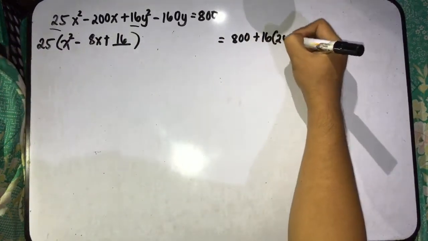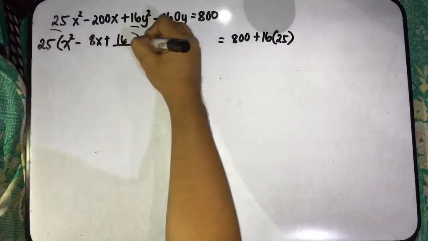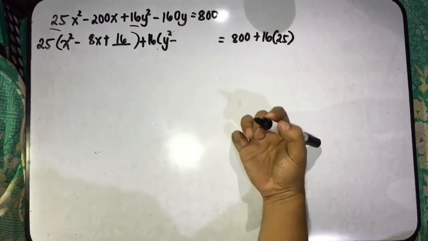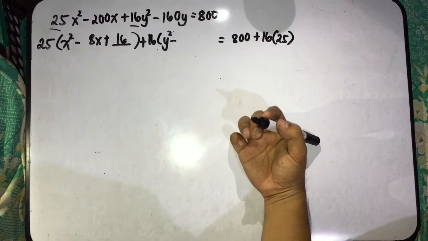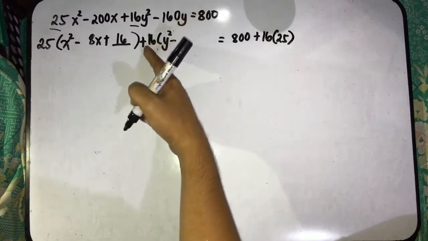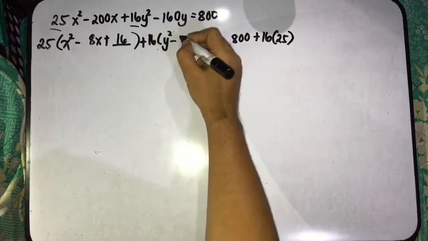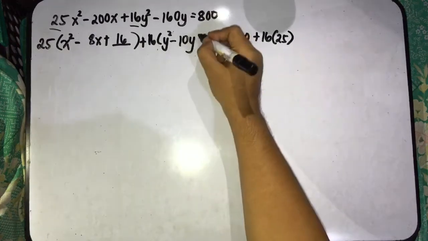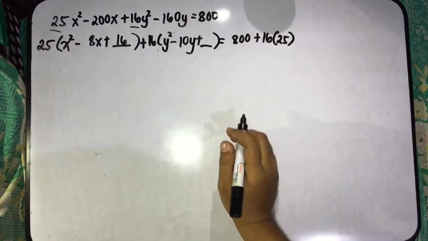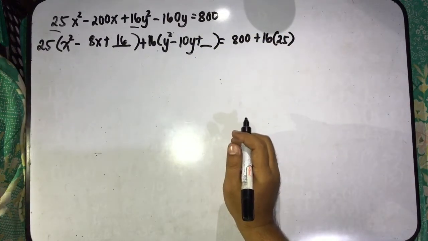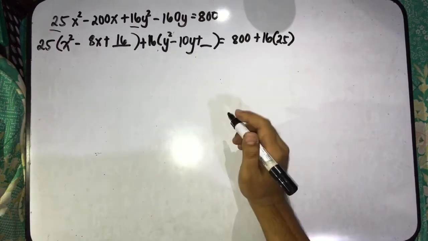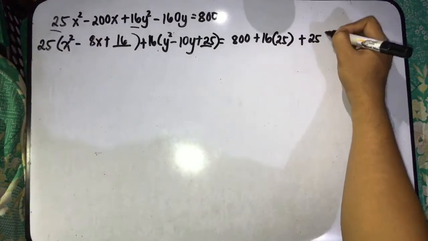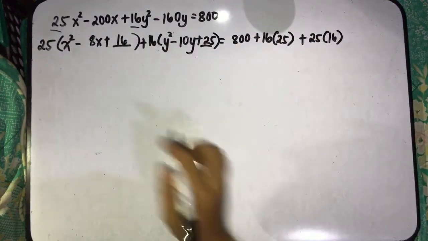25. So 16 times 25 plus, labas natin si 16, so this becomes y squared minus, what is 160 divided by 16? So negative 160 divided by 16 would be negative 10y plus what? Okay, completing the square, negative 10 divided by 2 would be negative 5 squared, and that is now 25 plus 25 times 16.